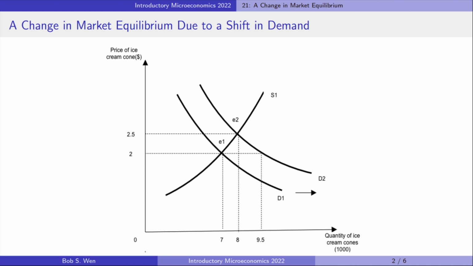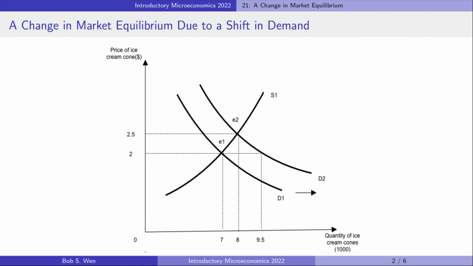Compared to the old equilibrium, the hot weather increases both the price of ice cream and the quantity of ice cream sold. We see that the equilibrium changes if a shock occurs, so that one of the variables we are holding constant changes, causing a shift in either the demand curve or the supply curve.